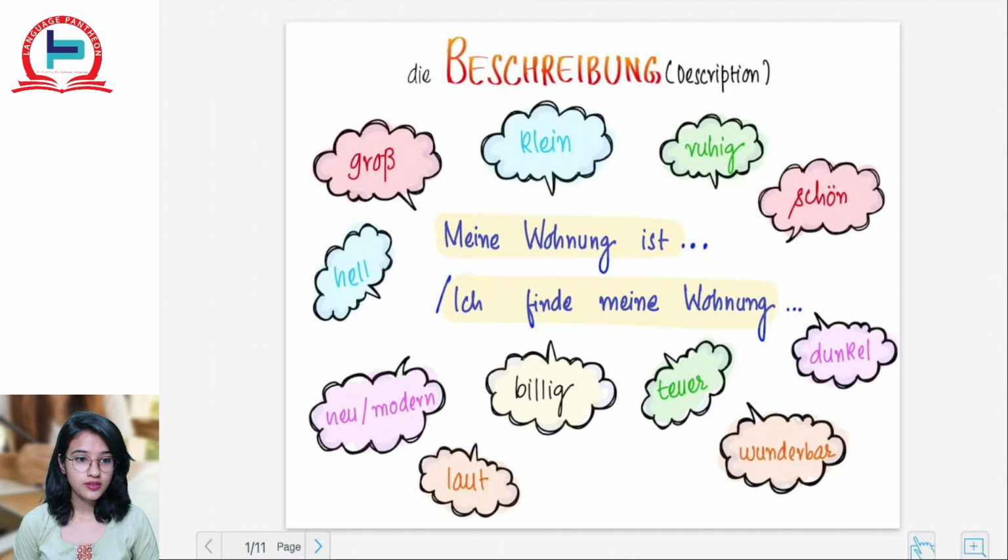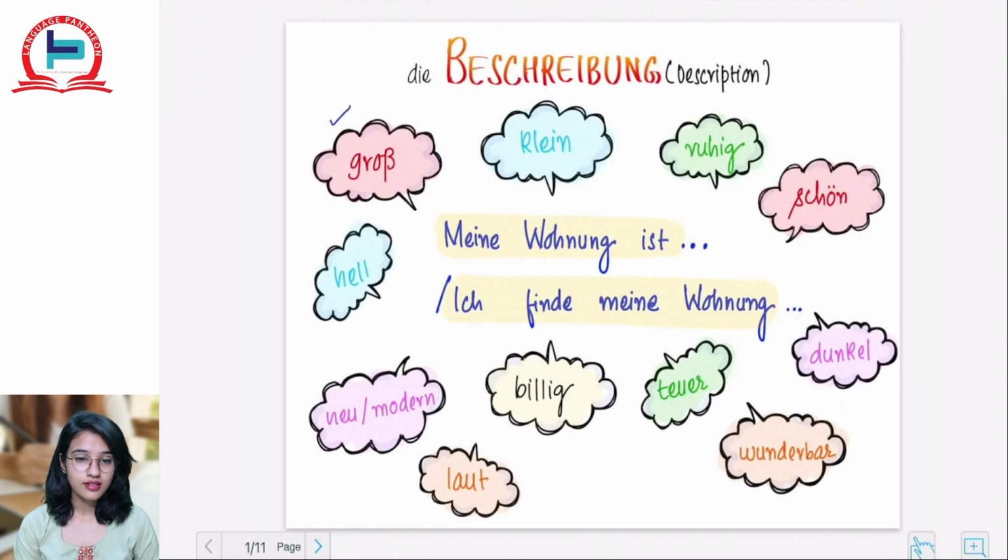Description in German is called die Beschreibung. Now here I have two lines written that you can use to explain your apartment. For example, first one: Meine Wohnung ist dash. My apartment is dash. After this line, you can use any of the adjectives which are written here. I'm going to tell you all the meanings of the adjectives.